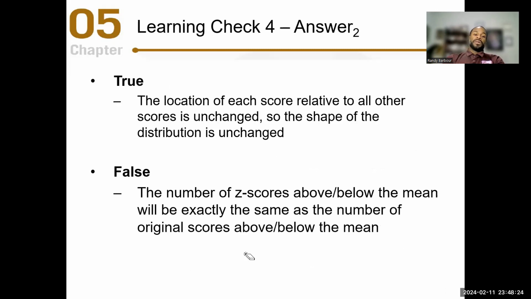Okay, all right. So again, first one, location of the score relative to all of the scores is unchanged. So the shape of the distribution is unchanged. Nothing will change. Just converting those actual scores to z-scores. And then the second one again is false. The number of z-scores below and above the mean will be exactly the same as the number of the original scores above and below the mean. Okay, so we don't know where they lie. It didn't give us enough information to determine where they lie in the distribution.